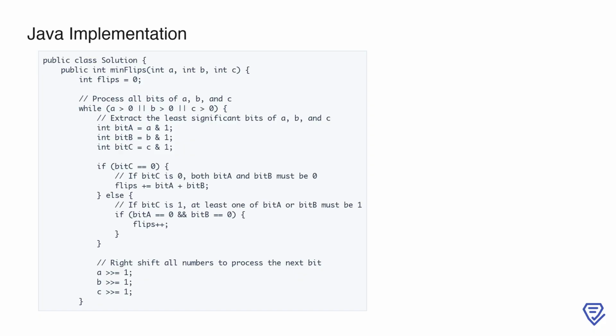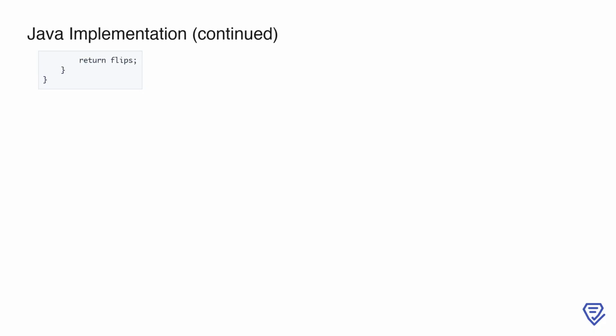iteration of the loop. After the while loop completes, we return the total number of flips stored in the flips variable. This value represents the minimum number of bit flips required to make the bitwise OR of A and B equal to C. This approach ensures that we examine each bit of A, B, and C in a systematic manner, processing one bit at a time, and making the necessary adjustments with minimal computational overhead.